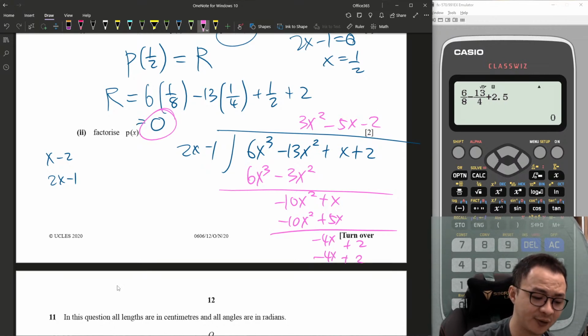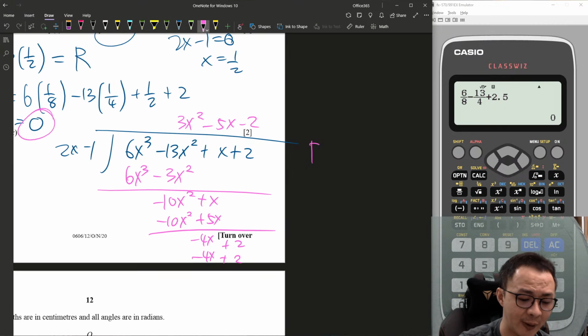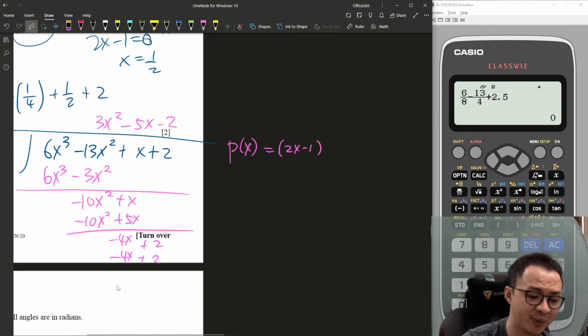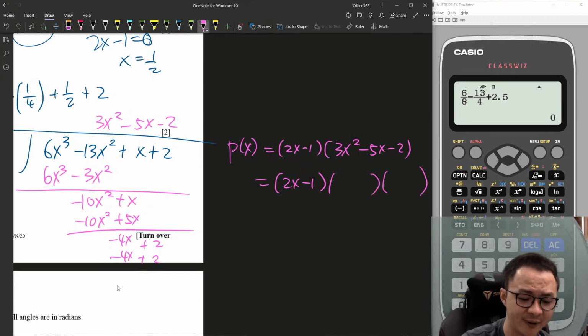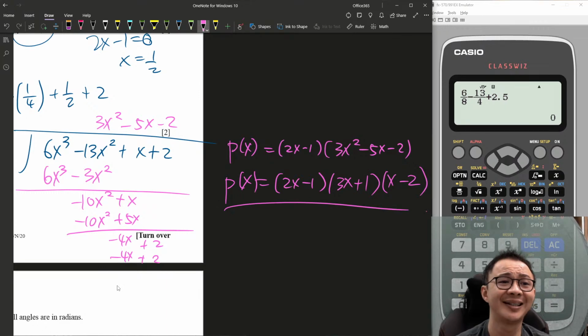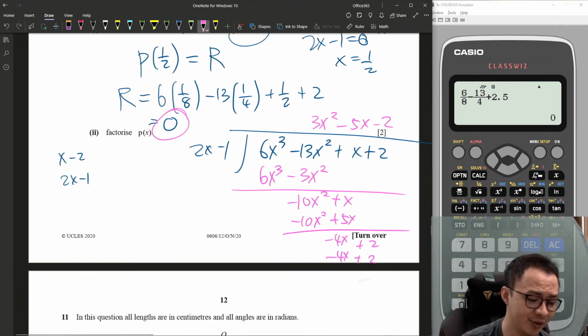Therefore, I know my P(x) is 2x minus 1 multiplied with 3x squared minus 5x minus 2. Then this is 2x minus 1, and this one I can factorize completely. This is 3x and x. This one must be 2 and 1, minus and plus. Done. They asked me to factorize completely, and I'm done.